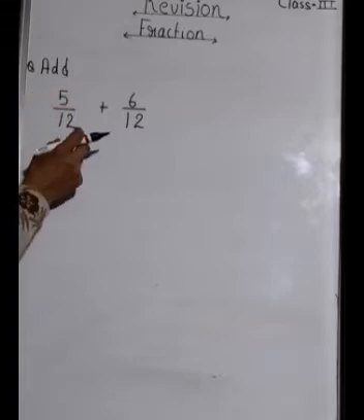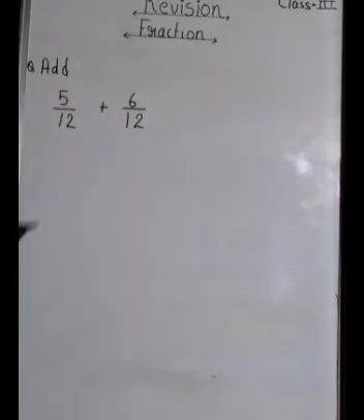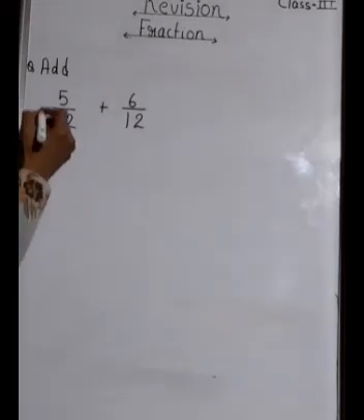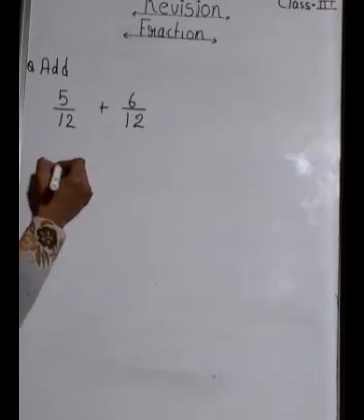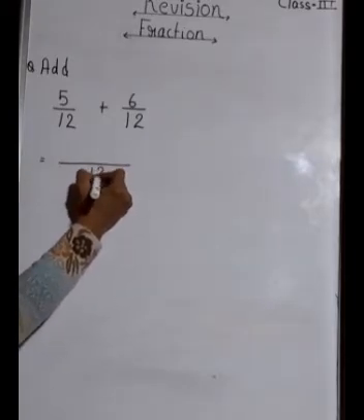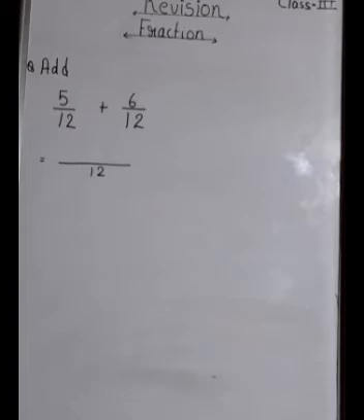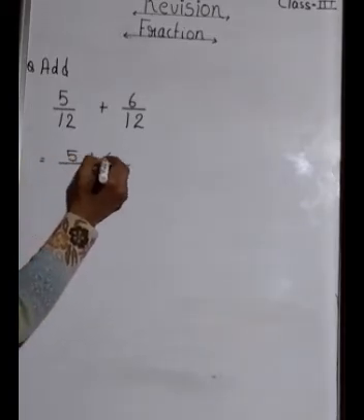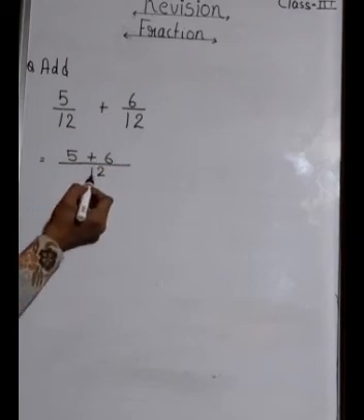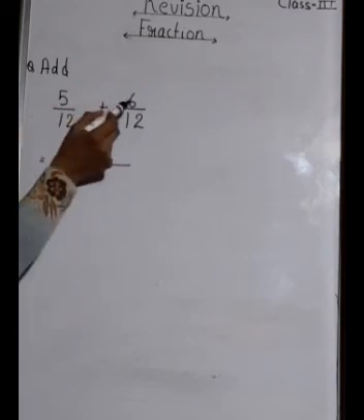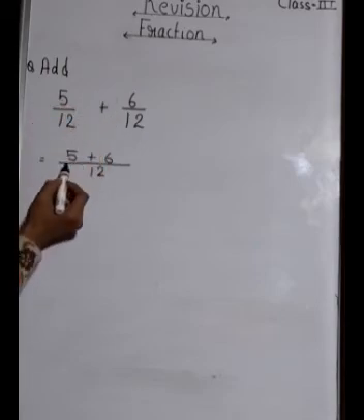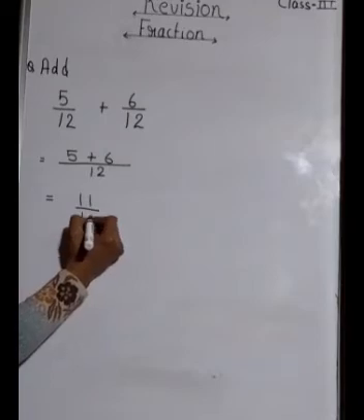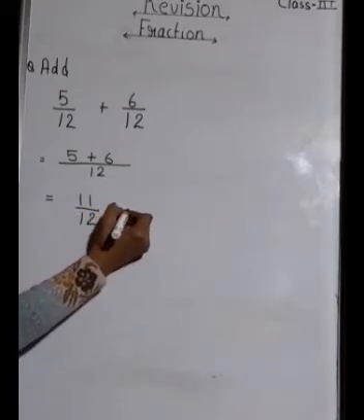Now next is adding. Okay, so we will learn how to add two like fractions. They both are like fractions as they have 12 in the denominator. So when you have to add like fractions, you will write 12 in the denominator and in the numerator you will write 5 plus 6. Now 5 plus 6 will be 11 upon 12 and this will be your answer.